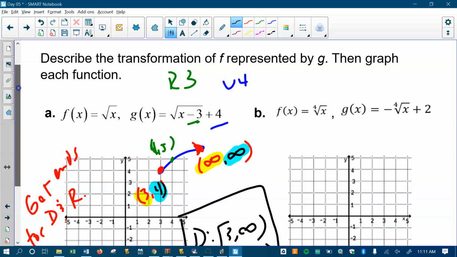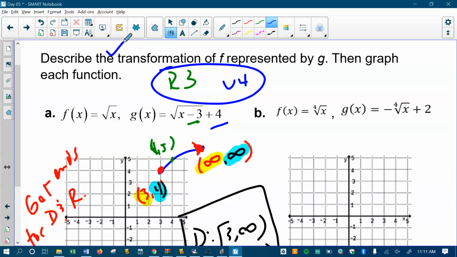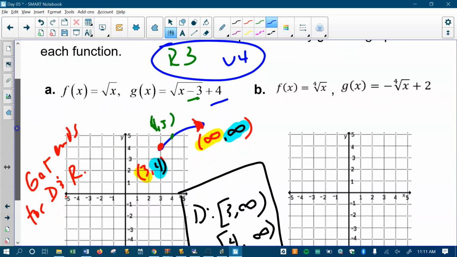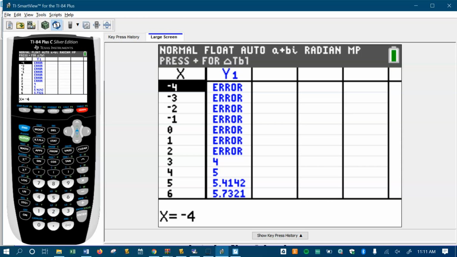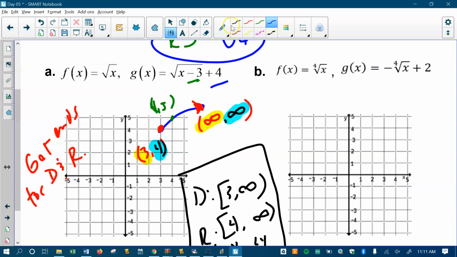All it asks us to do is describe. The description is right here. And it asks us to graph, and the graph is right there. So now let's go and finish up with B, and then that's it. Then you'll be able to start your homework, and thank you for watching. For B, actually, let's change this first of all to negative x to the 1/4 plus 2.